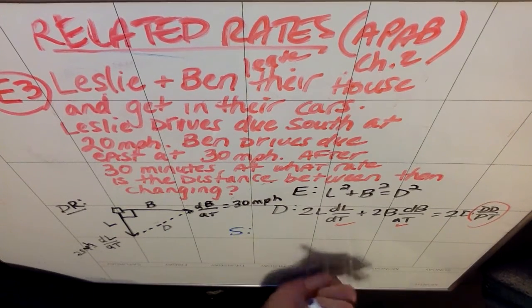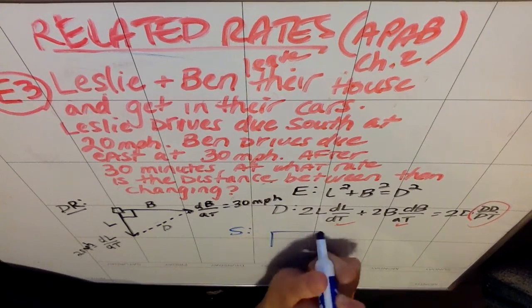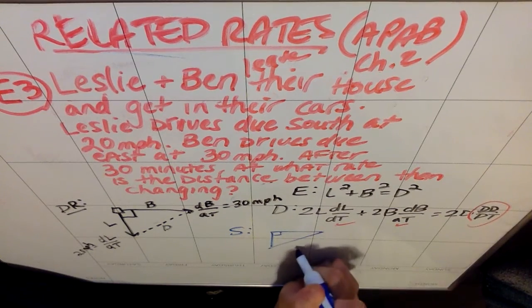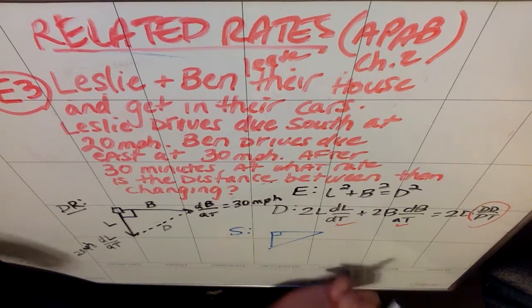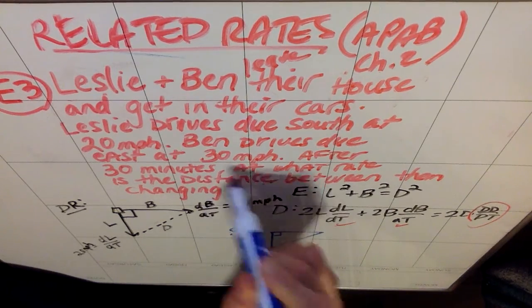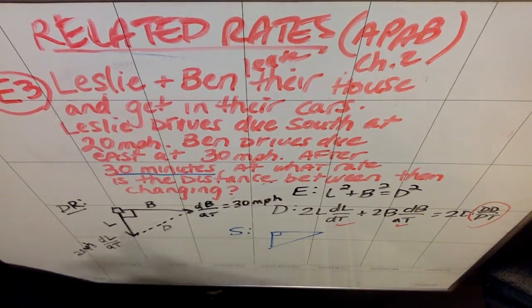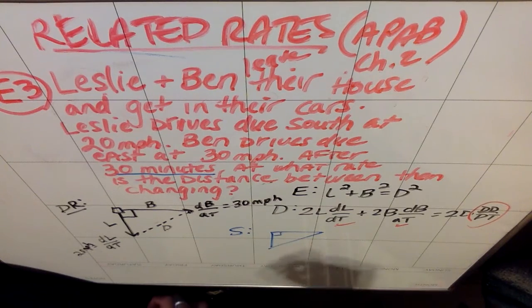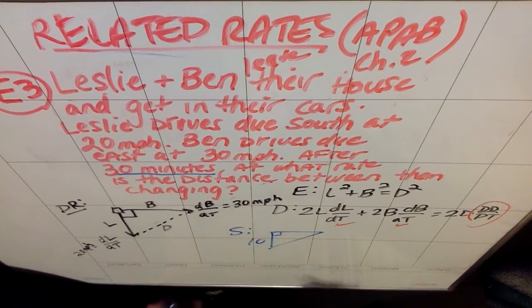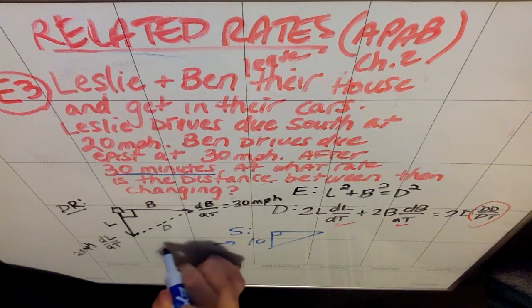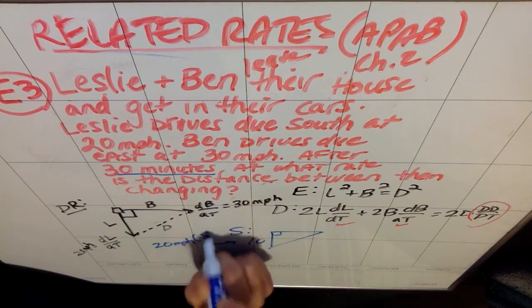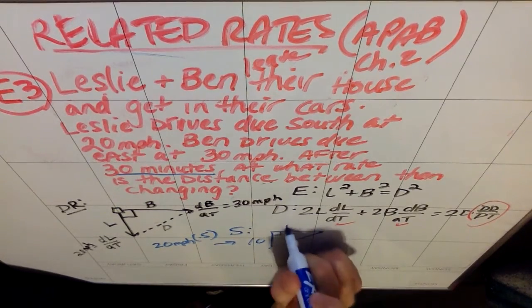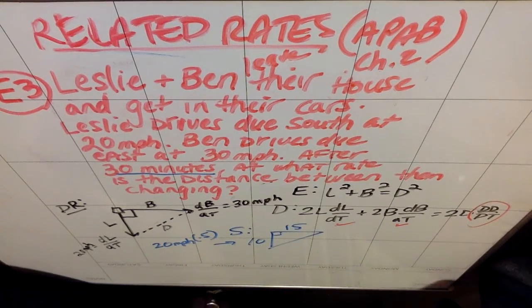Substitute specific stuff. Now we can draw a diagram a little bit different. Now my diagram doesn't have to just have variables because now it's a snapshot of a moment. It's not a video, right? So at this moment, we are 30 minutes into this drive. Well, if Leslie is driving 20 miles an hour, then she has gone 10 miles in 30 minutes, right? I got that by saying 20 miles per hour times a half hour, because that's what 30 minutes is. And Ben has driven 15 miles because he was driving 30 miles an hour.